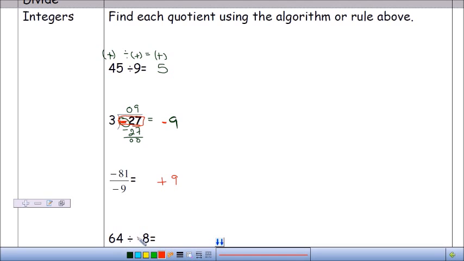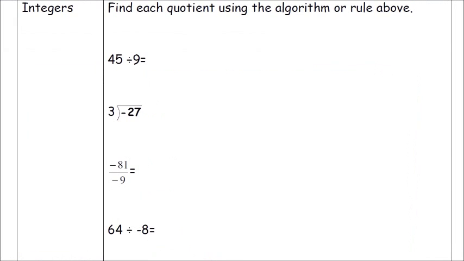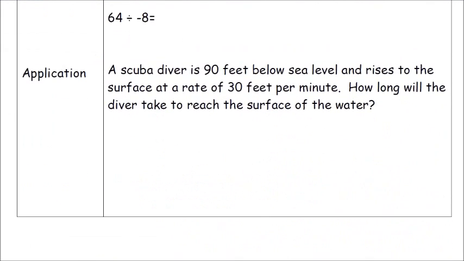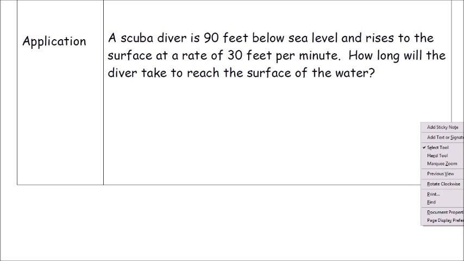The last one down here, 64 divided by negative 8. Well, I know 64 divided by 8 is 8 because 8 times 8 is 64. But we have one negative, and because 1 is an odd number, my answer is going to be negative as well. So my answer is negative 8. And it really is that easy. Now let's look at the applications.